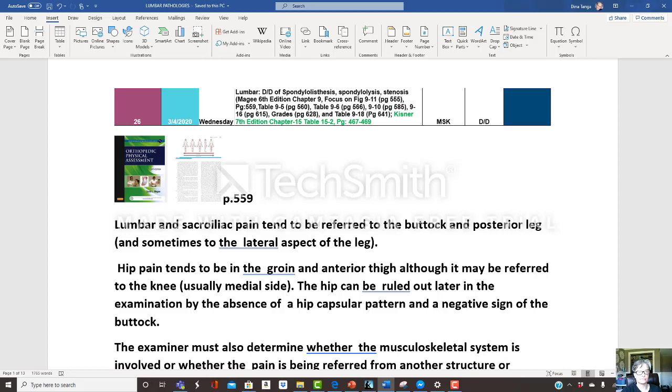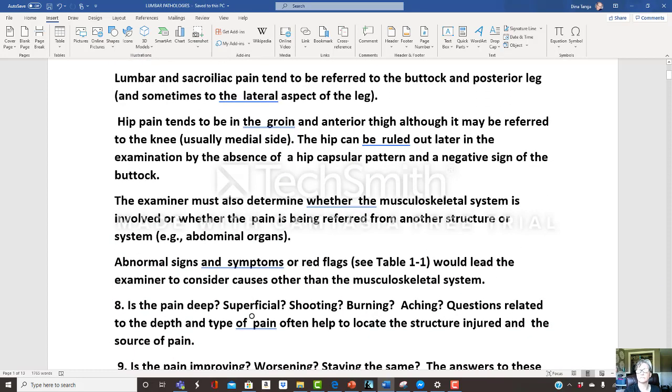Page 559. Lumbar and sacroiliac pain tend to be referred to the buttock and posterior leg, and sometimes to the lateral aspect of the leg. Hip pain tends to be in the groin and anterior thigh, although it may be referred to the knee, usually medial side. The hip can be ruled out later in the examination by the absence of a hip capsular pattern and a negative sign of the buttock.